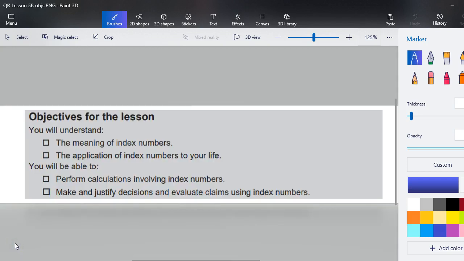Looking at the objectives for this lesson, starting with, we will understand the meaning of index numbers. We're also going to understand the application of index numbers in our own lives. We're going to be able to perform calculations that involve index numbers, and ultimately we're going to make and justify decisions and evaluate claims using these index numbers.